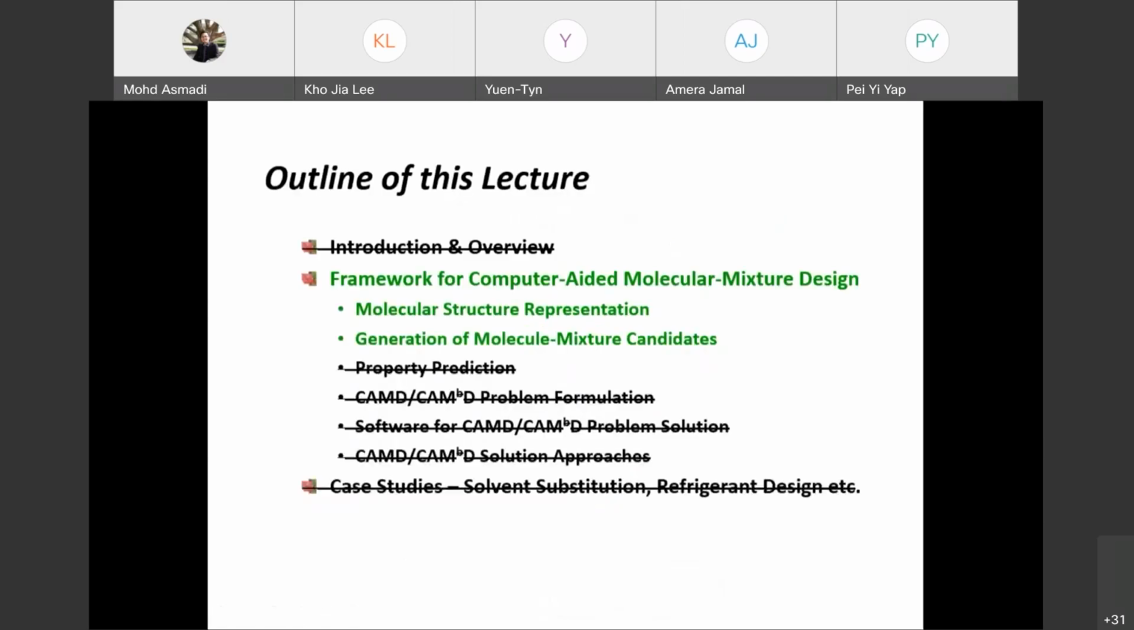So for the outline today, we will see the representation of the molecule structure in terms of vector building blocks, and how we can present it in terms of atoms, and also the generation of molecules and mixture candidates. This is the important part of this chapter actually. Is your compound stable or not? In terms of binary mixture, can you mix your compounds or your molecules together or not? That one is for the mixture blends.